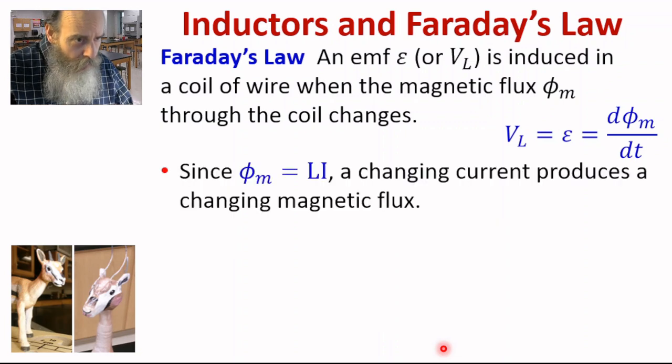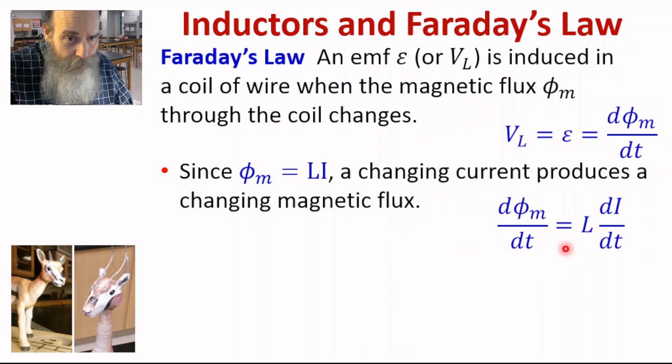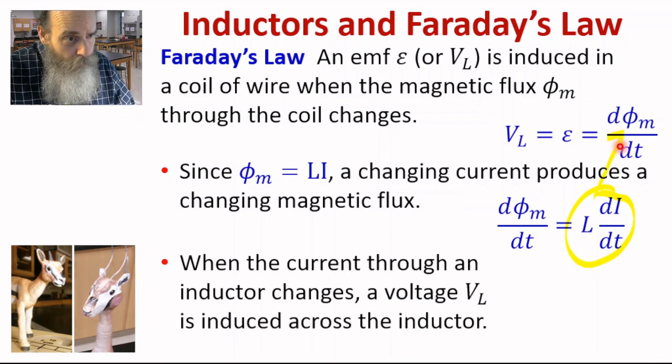Now, we just saw that phi m equals L times I. So let's differentiate this expression. d phi m equals L di by dt. Of course, L is a constant. So what we see here is that a changing current produces a changing magnetic flux. Now, let's put this expression for d phi m by dt into here, and then we can write VL as L di by dt. So when the current through an inductor changes, a voltage VL is induced across the inductor.